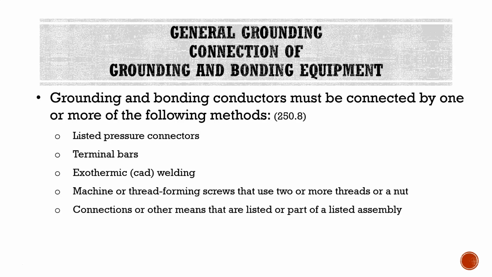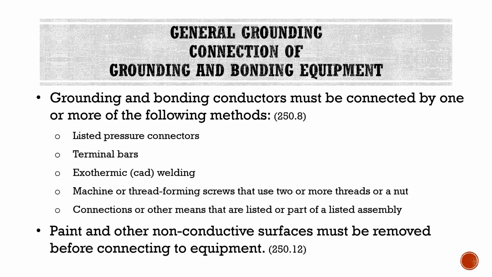So we have some general items up here essentially, which are our pressure connectors or terminal bars, typical things, but then we do have this kind of caveat line down here of if it's listed or part of a listed assembly, and it's listed in the sense of you can use this for connection of a grounding conductor, then we can use it. But it has to be listed for that purpose. And paint or other non-conductive surfaces must be removed before connecting to equipment. Obviously, this is because paint acts as an insulator. If we make a connection to a painted surface with the paint still there, we're not actually going to be establishing a conductive path to what we're trying to connect to.